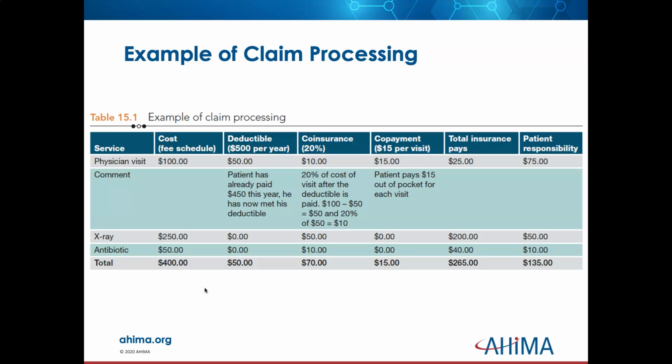And this is an example of claim processing. It shows you the cost. It shows you the deductible, whether or not the patient has already paid, how much they've paid, and how much they owe. Is there coinsurance? For instance, does the insurance pay 80% and the patient is responsible for 20%? And then is there a copayment? Sometimes with ER visits or other types of visits, a patient has to pay an out-of-pocket fee for each visit, so that's added on. And so you can figure out what the insurance has paid and what the patient is going to pay based on all of these.